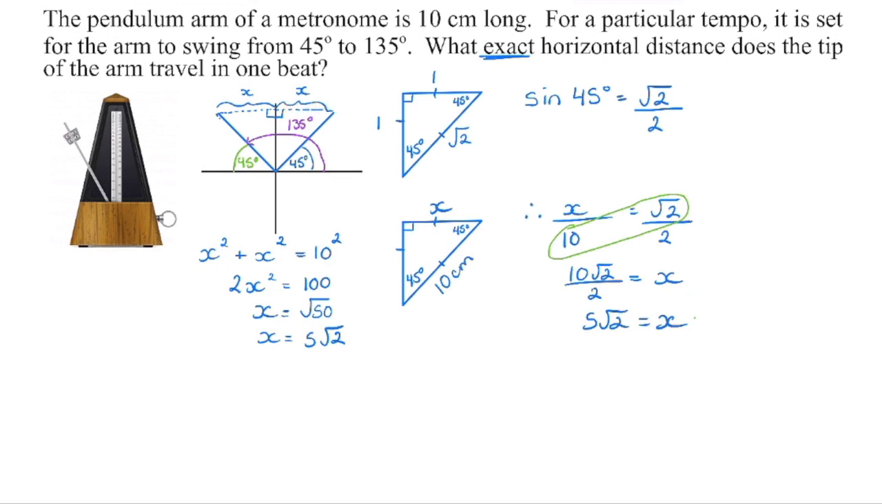We're looking for that horizontal distance, so we need to double that. We're going to multiply that by 2, and we know that the exact horizontal distance we're traveling is 10 times the square root of 2, and again, make sure you put some units on there.